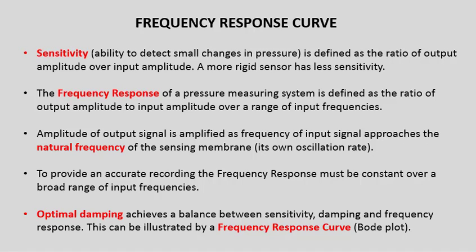If an incoming input signal has the same frequency or even a frequency close to that, say a heart rate of 95 to 105, even slightly different, that input signal will be recorded as an amplified value, so that the amplitude of the input signal is magnified greatly as the frequency of the input signal approaches the natural frequency of the sensing membrane, that is its own oscillation rate. That is called resonance, and it's an annoying feature of sensing systems.